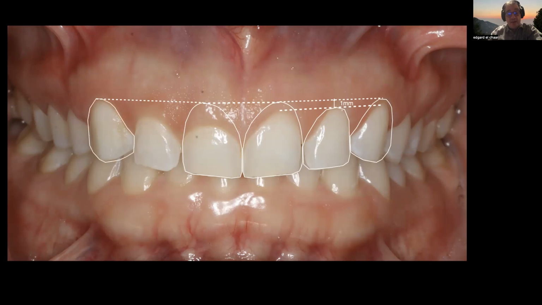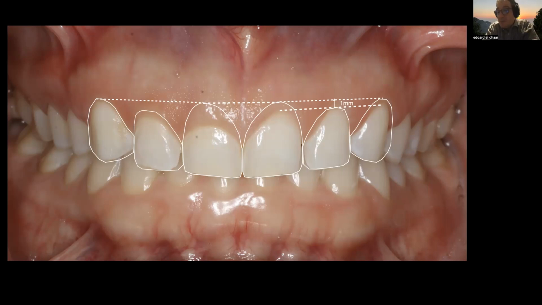So now we can prepare the canine that is the same length as the central, and then we do the lateral symmetrical to the other side. So now we have prepared from canine to canine, but we cannot forget the premolars and the molars.